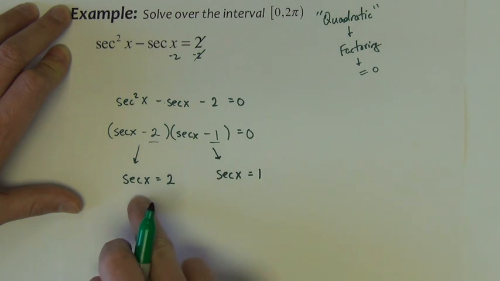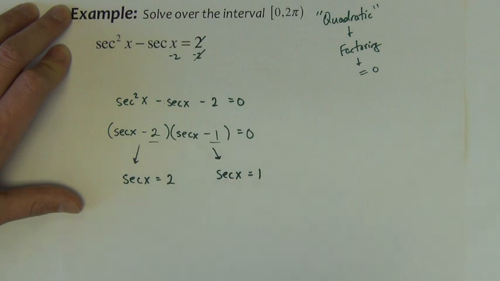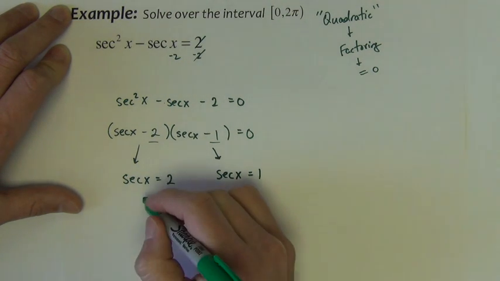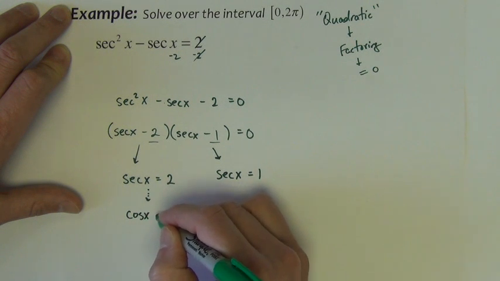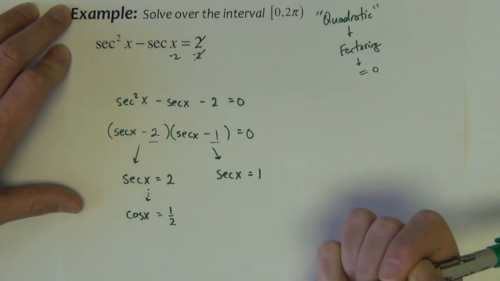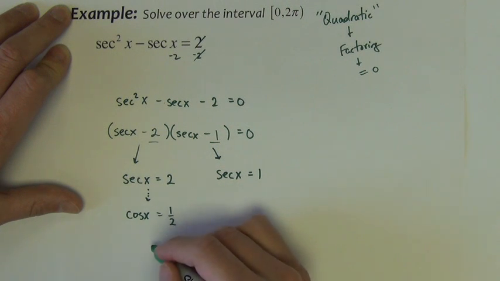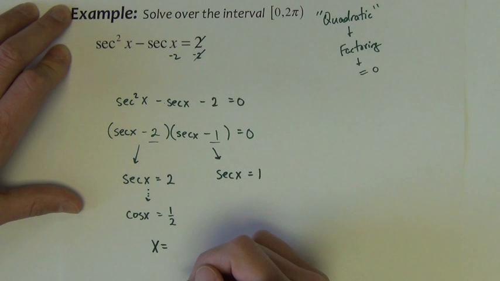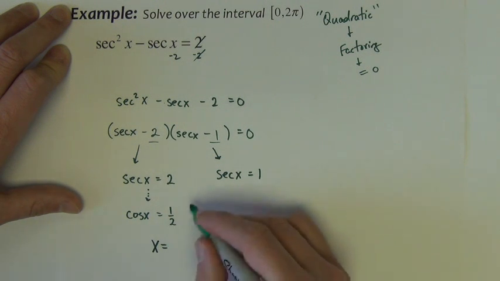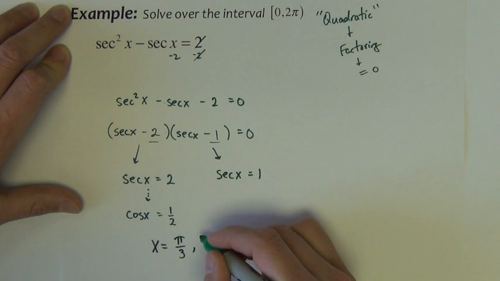So we have to think, where on the circle does secant equal 2? And if it makes it any easier to think about that, think of instead the reciprocal. Where does cosine equal 1/2? Because that would be the same exact angle values. So cosine equals 1/2, or secant equals 2 at pi over 3 and 5 pi over 3.